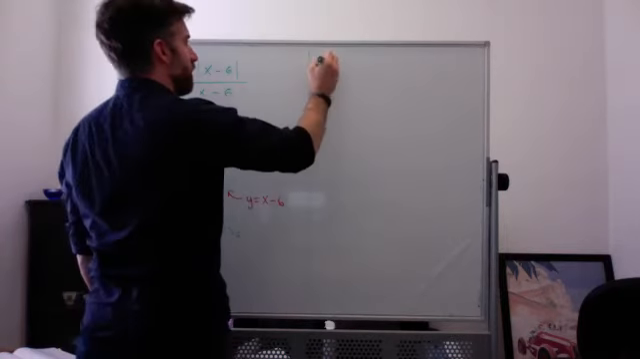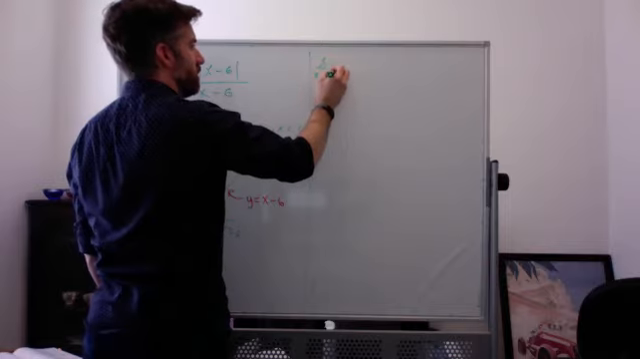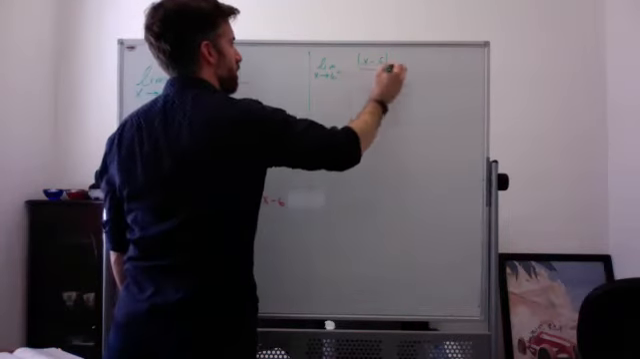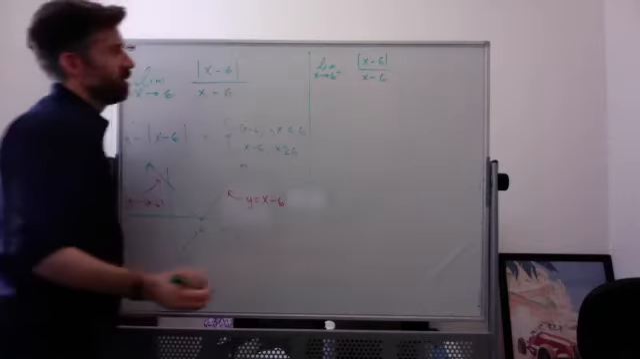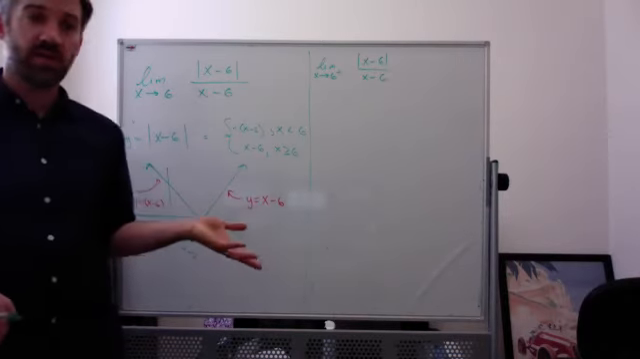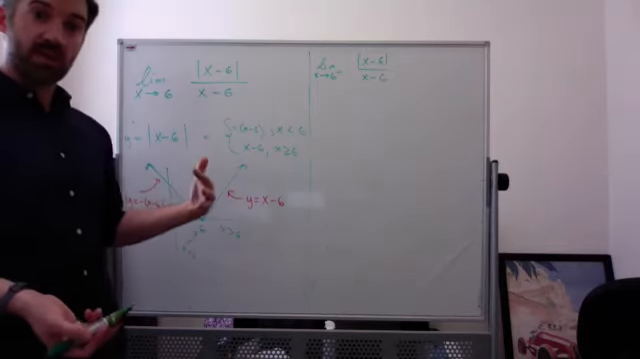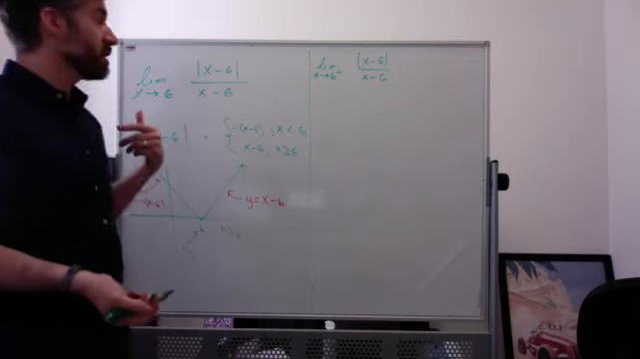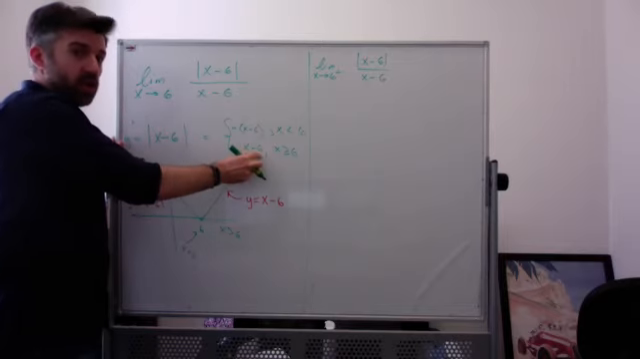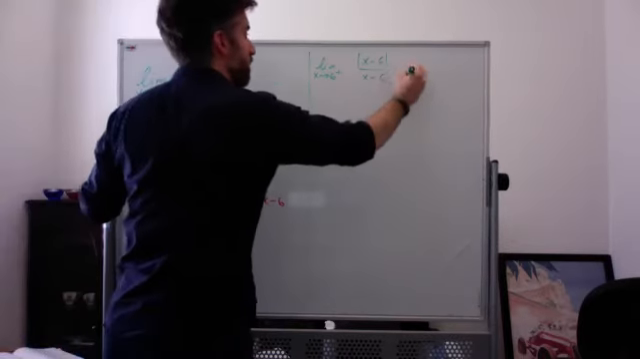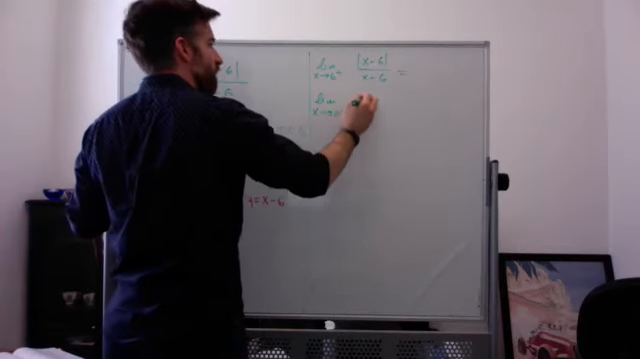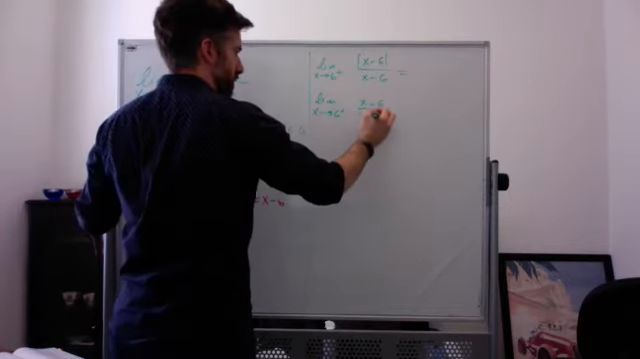So first I'm going to look at the limit as x approaches 6 from the right. Okay, so if x approaches 6 from the right, that means x is bigger than 6. And if x is bigger than 6, that means the absolute value of x minus 6 is just the function x minus 6. So this is equal to the limit as x approaches 6 from the right of x minus 6 over x minus 6.